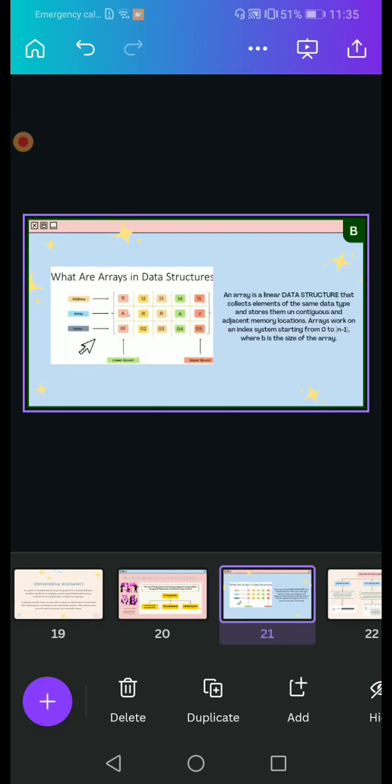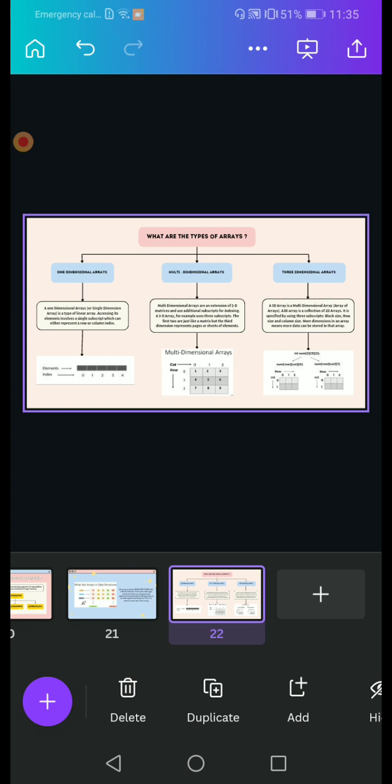What are arrays in data structures? An array is a linear data structure that collects elements of the same data type and stores them in contiguous and adjacent memory locations. Arrays work on an index system starting from 0 to n-1, where n is the size of the array. What are the types of arrays? The three types of arrays are one-dimensional arrays, multi-dimensional arrays, and three-dimensional arrays.